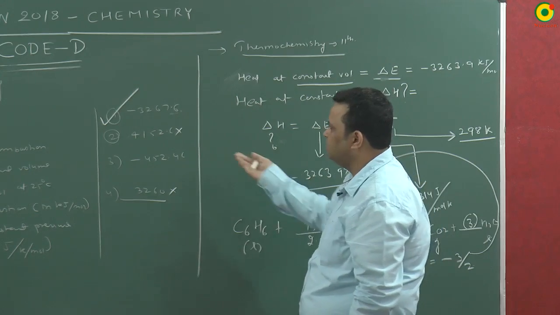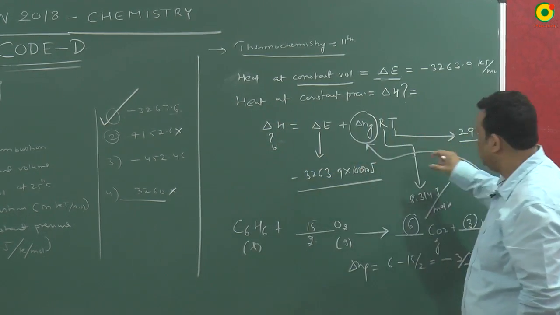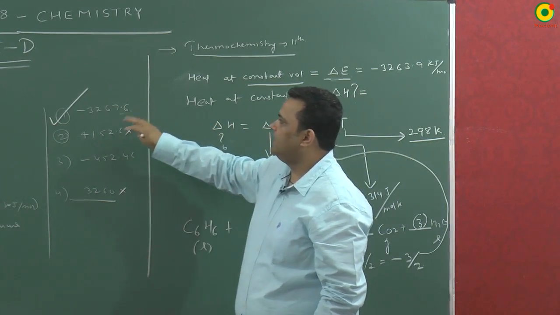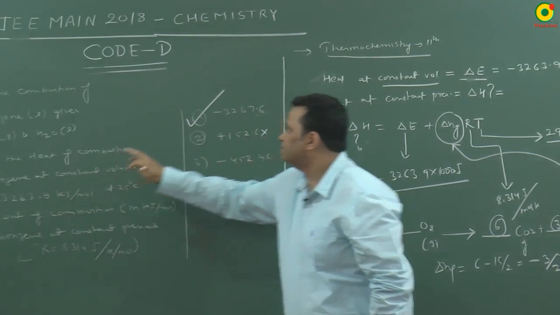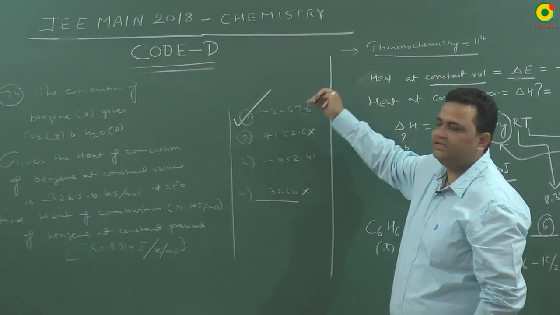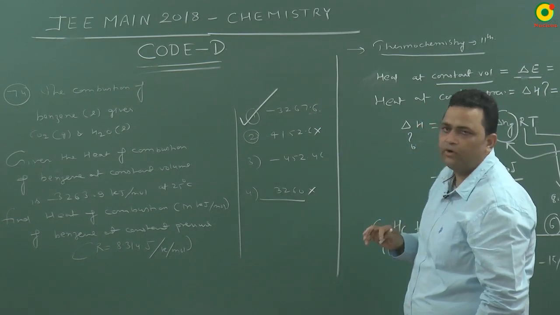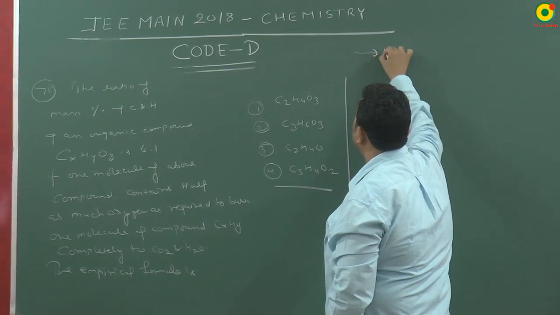Then we can use common sense, there is no need to solve the problem. This is negative, this is negative, so the value will be larger in negative than the given 3263.9. So the answer is slightly larger than 3263.9, it is 3267.6. Question is from mole concept, class 11th.